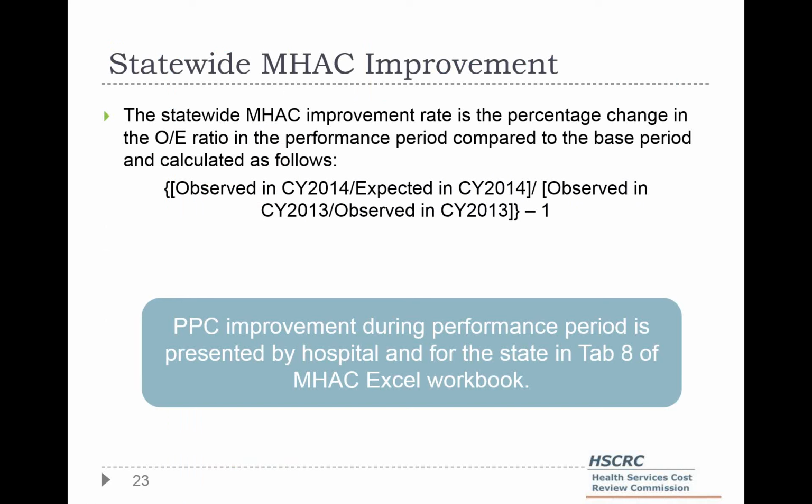So how are hospitals going to know as a state if we are on target for hitting the 8% reduction? So here's the calculation that is used to calculate the statewide MHAC rate and the percent improvement in that rate. This percent improvement will be provided throughout the performance period in the Excel workbook, both for the state and for each hospital. I will caution you, however, that the data that we are providing on a monthly basis is preliminary data, and hospitals are able to correct that data prior to the final quarterly submission. So again, the percent improvement at that time may not be the final percent improvement.